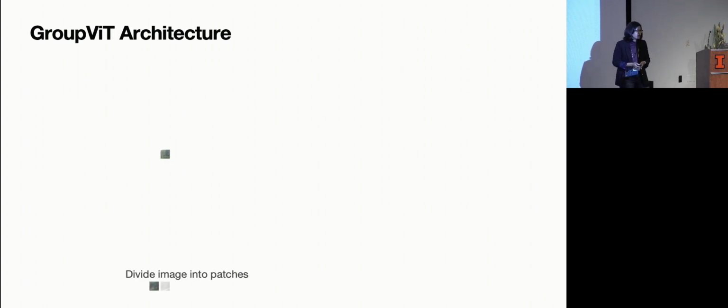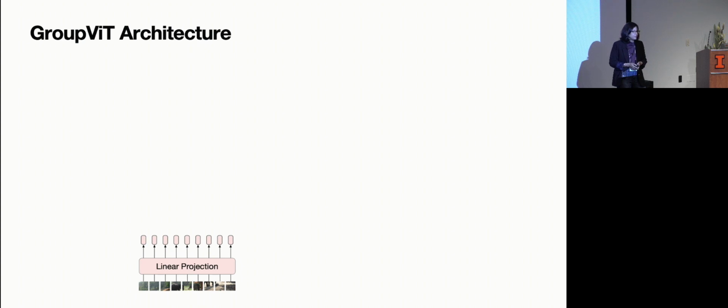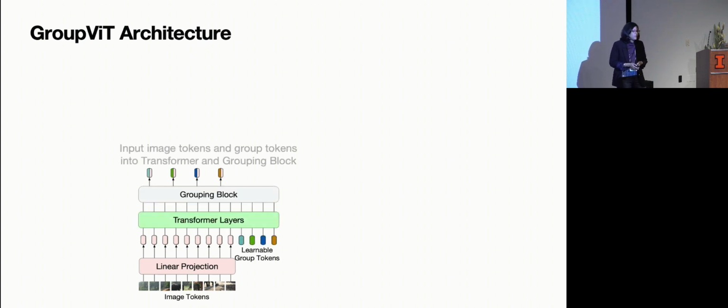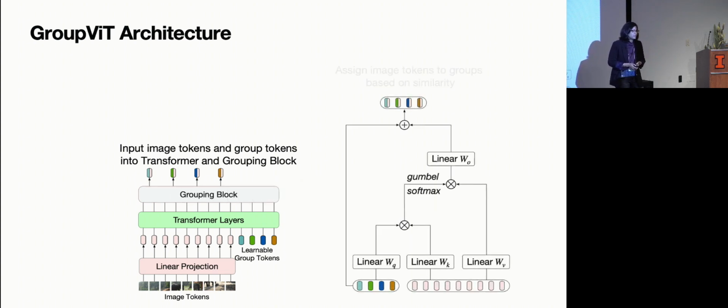So let's quickly look at what enabled this Group ViT architecture. In the ViT architecture, as you all might be familiar, we divide the image up into non-overlapping sections. That's what we do in Group ViT as well. But what's different in Group ViT is that in addition to the image tokens that are input after a linear projection, we also introduce these learnable grouping tokens. These learnable grouping tokens go into a transformer block and then a grouping block. If we look more closely at the grouping block, the spatial tokens get assigned to one of the grouping tokens. So essentially, the grouping block is doing the function of clustering the spatial tokens in a semantic manner.